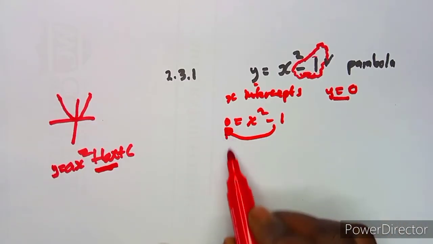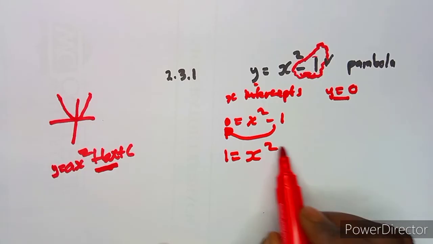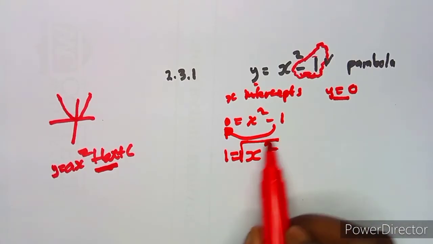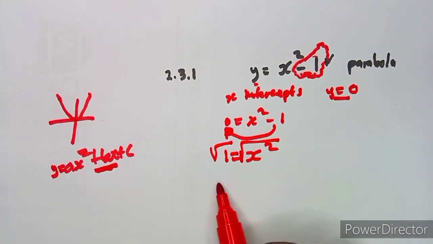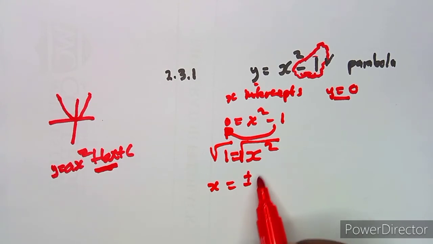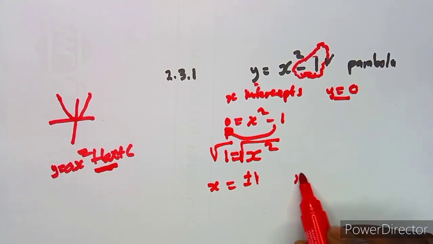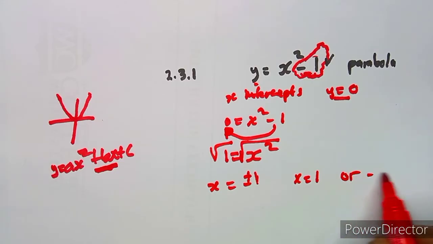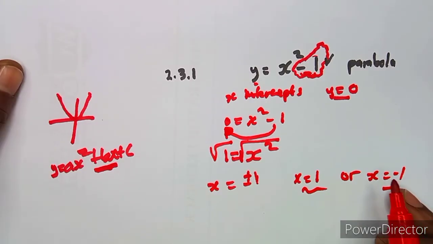So you can transpose here. That's 1 is equal to x squared. So to find x, that will be the square root, which is plus or minus 1. So you've got plus or minus 1. That means our x can be 1 or our x can be -1 from this part. All right, anyways, let's move on.